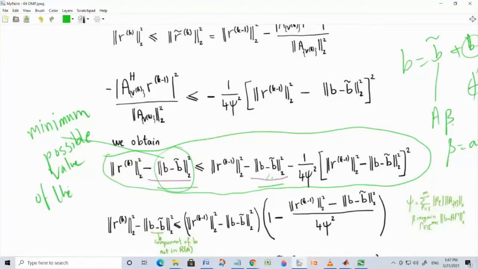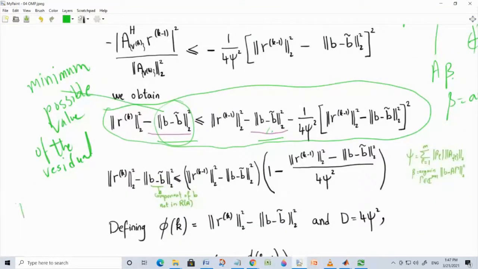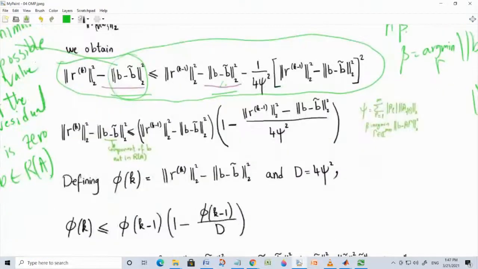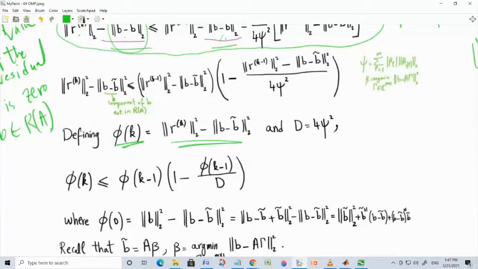using all the columns of A, and this is 0 if b is in the range of A, which is the case of interest in practice. Okay, then if you define this difference between the residual at the kth iteration and the minimum possible residual that you get if you use all the columns of A, you will define this phi of k to be the difference, and now you have an inequality that looks like this.